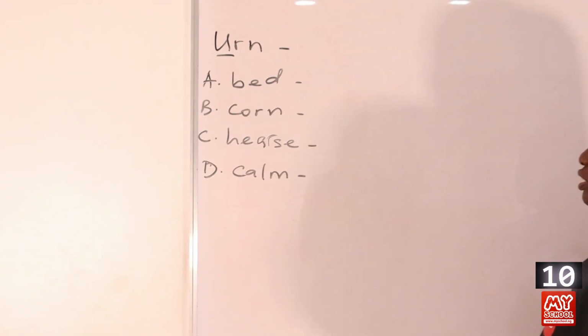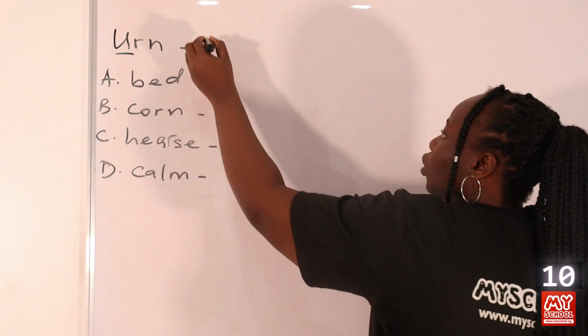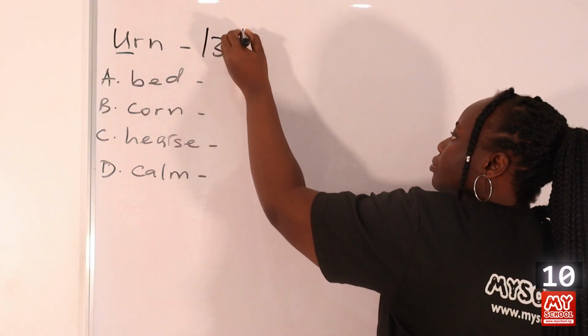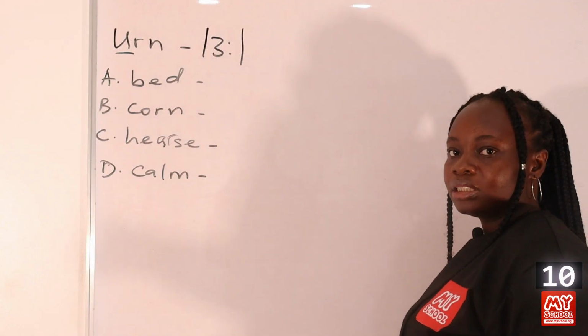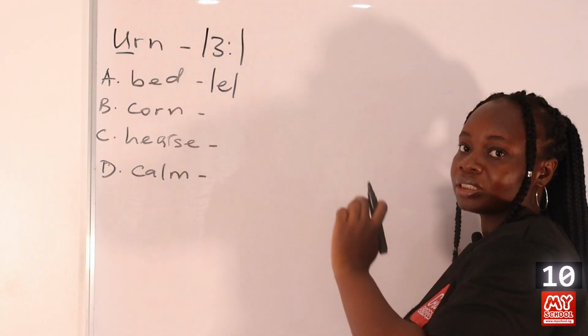So the word earn is pronounced as earn. Okay, so we have the long air sound here. Then the word bed is very short. We have the air sound as well, the shorter variant of the sound.